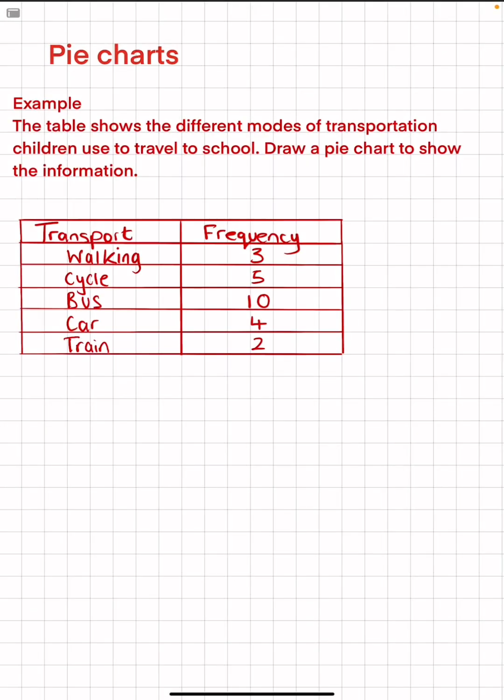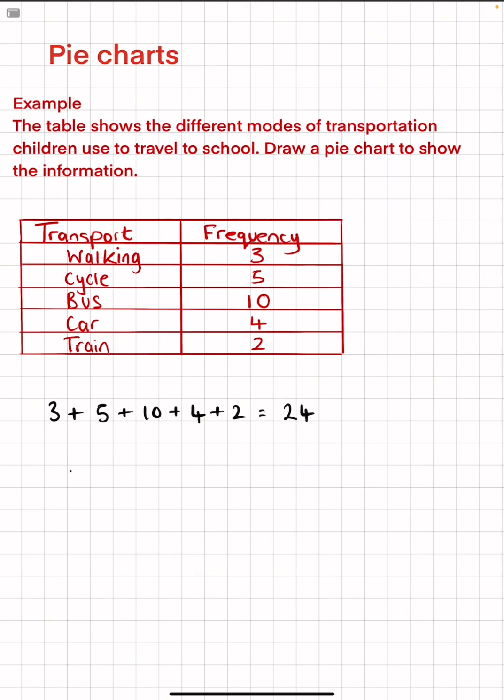Here is another example. It says the table shows the different modes of transportation children use to travel to school. Draw a pie chart to show the information. So we need to turn these numbers into angles. The first thing we need to do is add all these numbers together. So we've got 3, add 5, add 10, add 4, add 2, which equals 24.